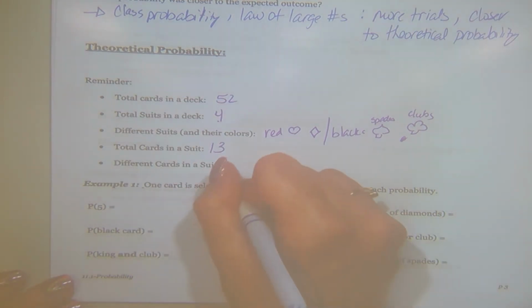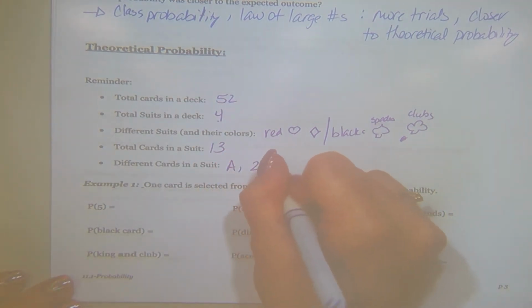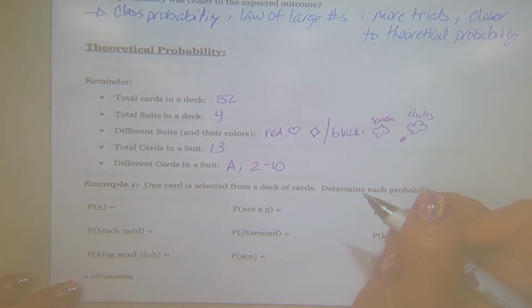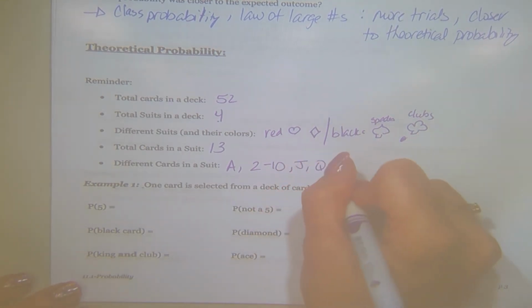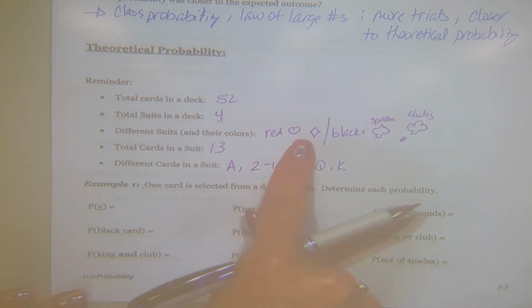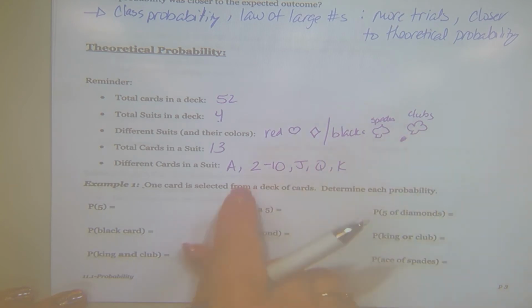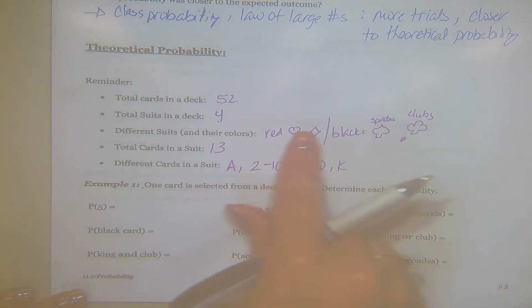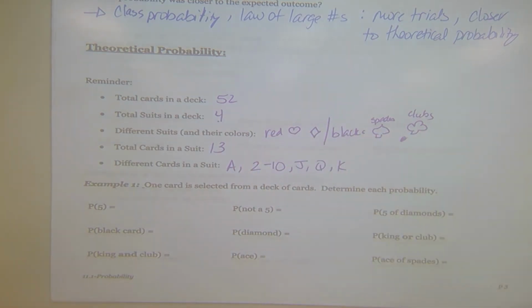Since I have 4 suits, 52 cards divided into 4 suits, there are 13 cards in a suit. The different cards, you have ace, you have 2, 3, 4, 5, 6, 7, 8, 9, 10. Then you have a jack, a queen, and a king in each suit. So you have 4 aces, ace of hearts, ace of diamonds, ace of spades, ace of clubs. You have 4 twos, a 2 of hearts, a 2 of diamonds, a 2 of spades, a 2 of clubs, etc., etc., etc.